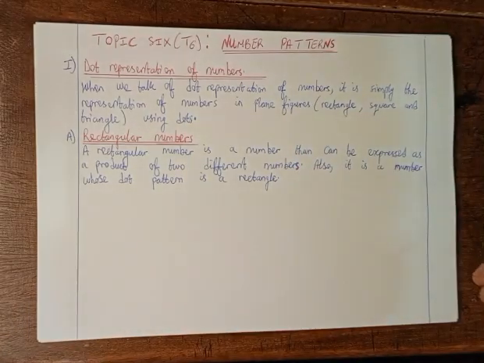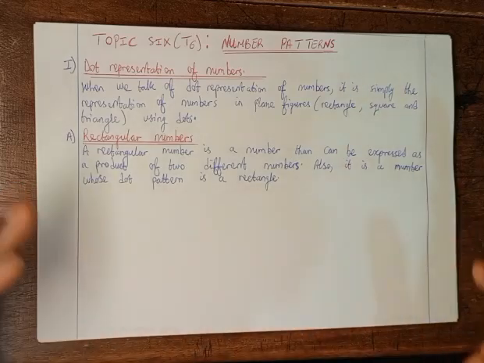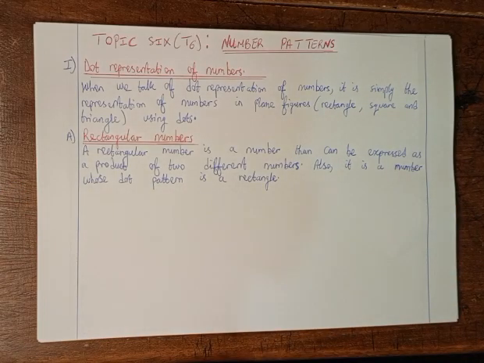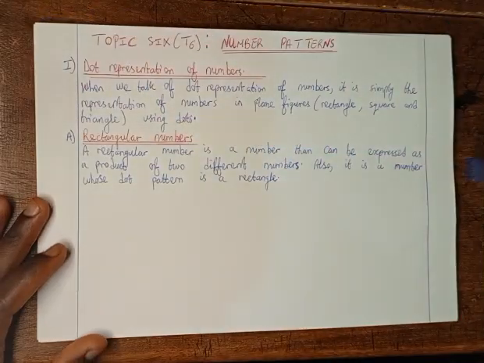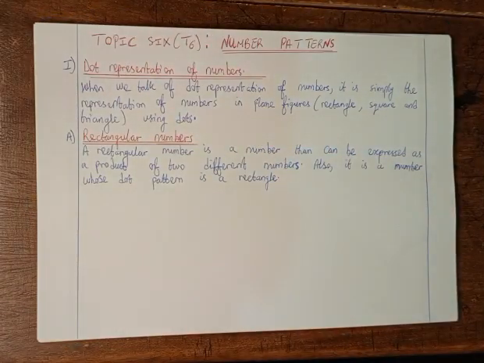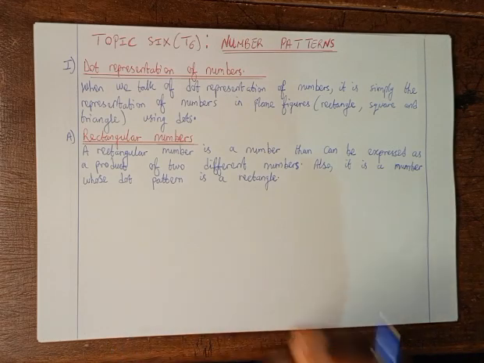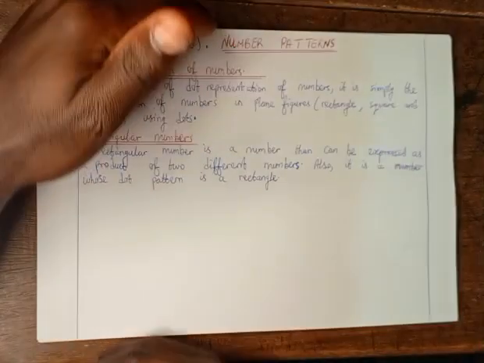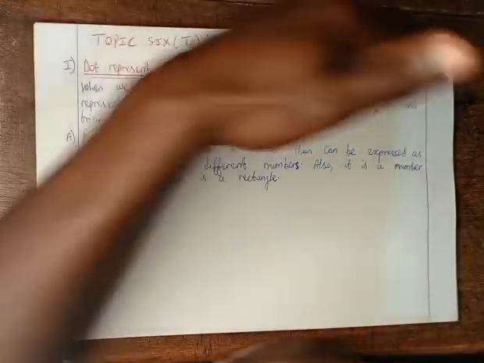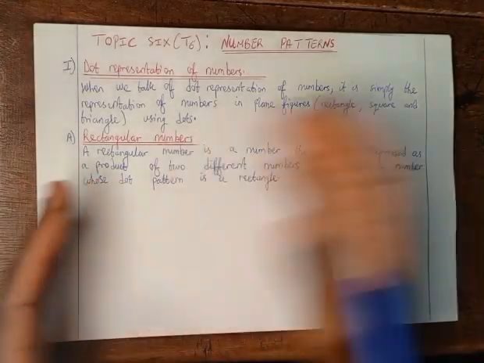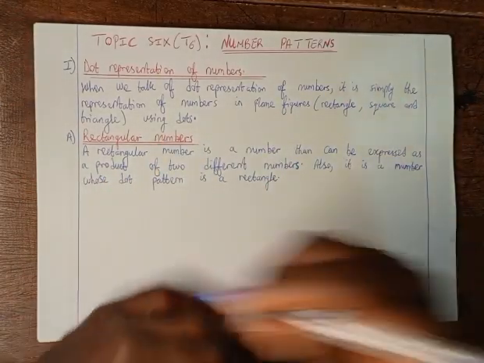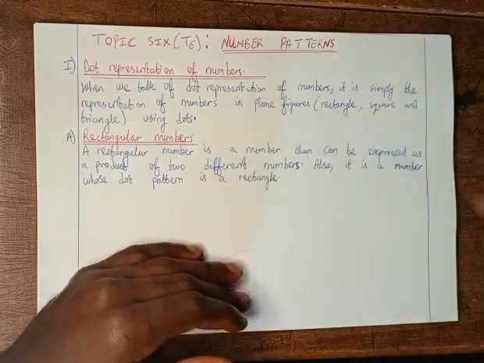When we talk of a rectangle, we are simply referring to a plane figure which has four sides. You can see, for example, this paper. It has four sides, with four interior angles, and each of the interior angles is equal to 90 degrees. You can see that these two sides are parallel to each other. These other two sides are parallel. So this is a rectangle. Let's take an example on this.